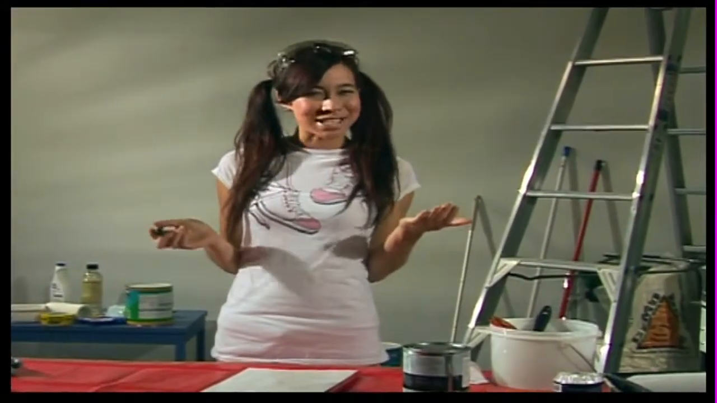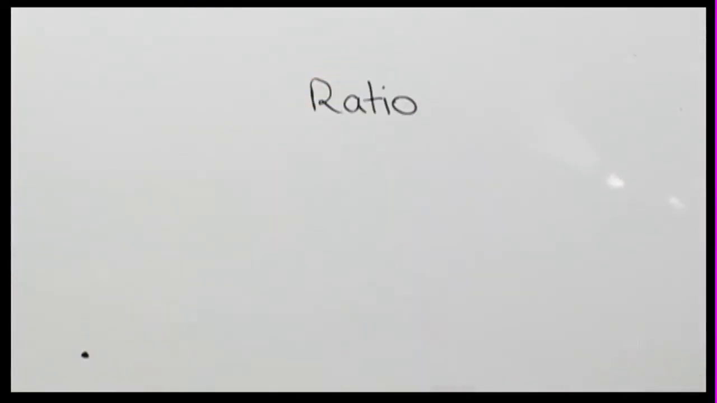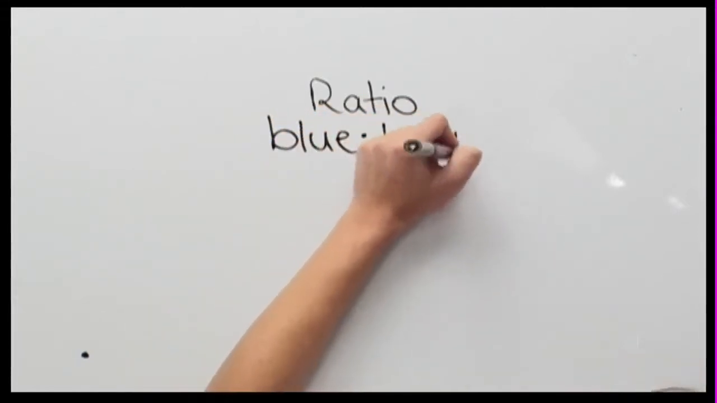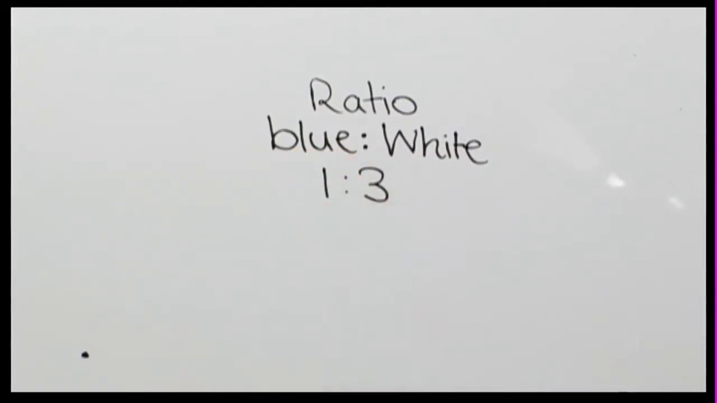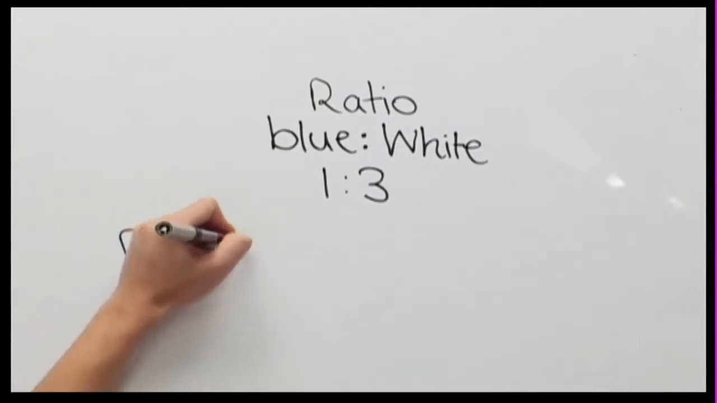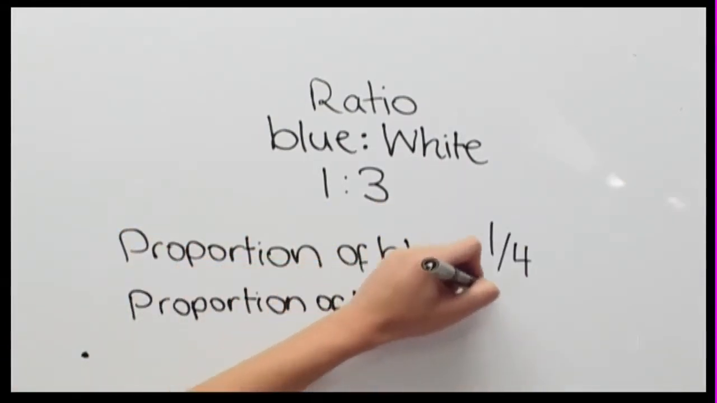A proportion is a bit different to a ratio. Ratios compare one part to another part, like the quantity of blue paint to the quantity of white. And it's usually written in whole numbers with the colon in the middle. A proportion compares one part to the whole total, and it's often written as a fraction.